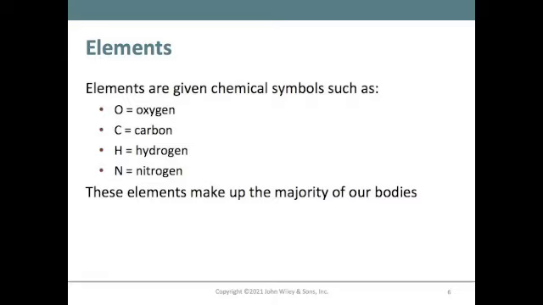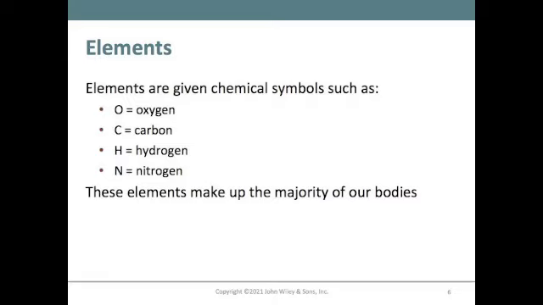Each named element is designated by a chemical symbol, one or two letters of the element's name in English, Latin, or another language. Examples of elements are oxygen, carbon, hydrogen, nitrogen. However, there are 26 different chemical elements that are normally present in your body. The elements listed on your slide, oxygen, carbon, hydrogen, and nitrogen, are what we call the major elements, and they constitute about 96% of your body's mass.